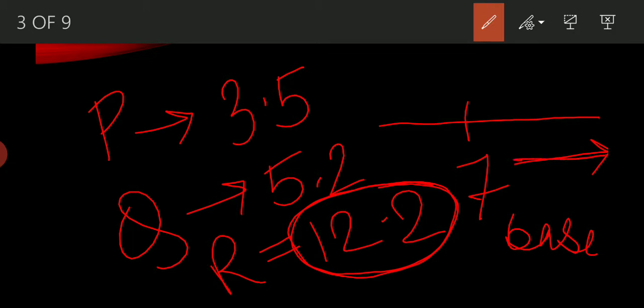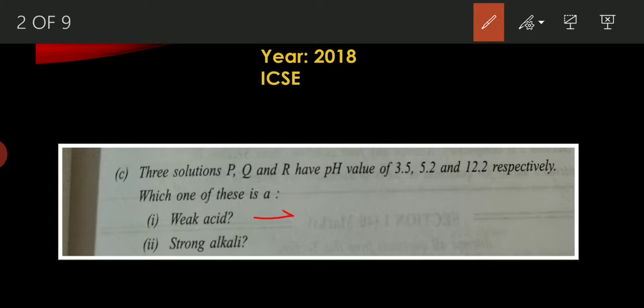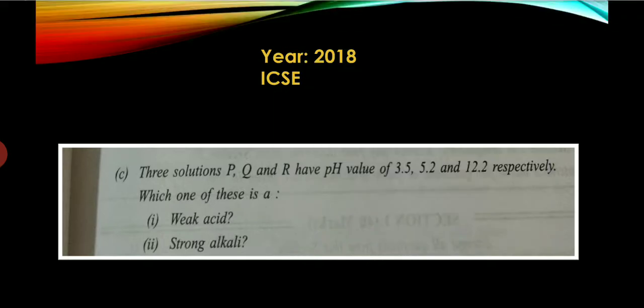So, as we move towards right from 7, the strength of the alkali increases. That means the basicity increases. Clear? So, as we move further, the alkali will become stronger. That's why the solution having pH 12.2 is a strong alkali. So, I think now it's clear. So, weak acid is solution Q and strong alkali is solution R. Clear? Now the next question.